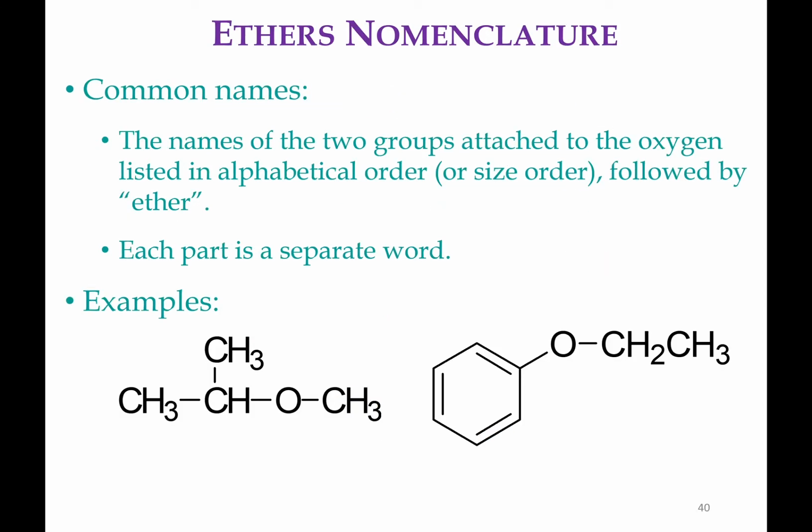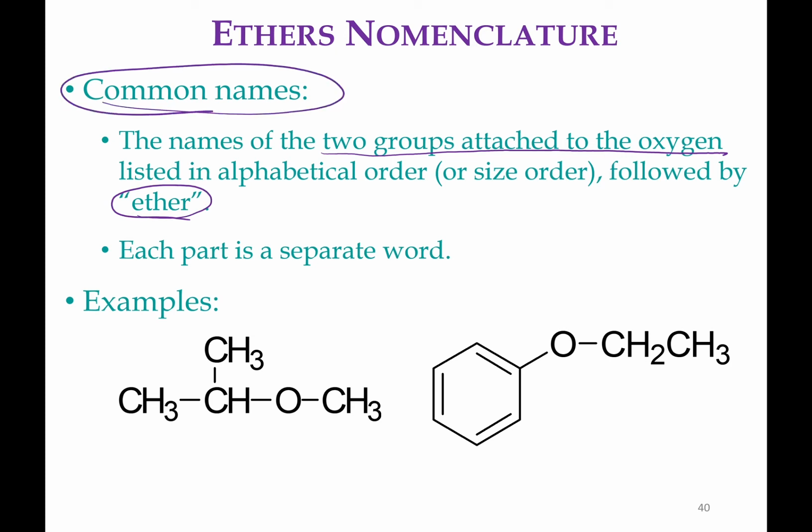All right, let's learn how to name them. So there's two groups attached to the oxygen, right? An R group on either side. We list them in alphabetical order, followed by the word ether, as the common name. So you'll have seen me do this. I'll say dimethyl ether, diethyl ether.